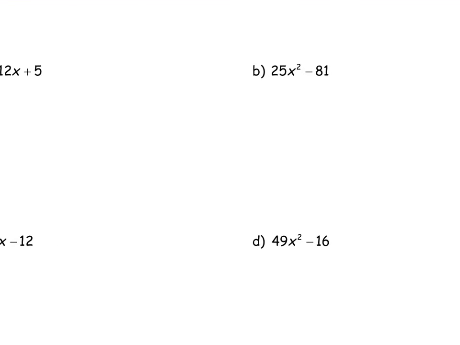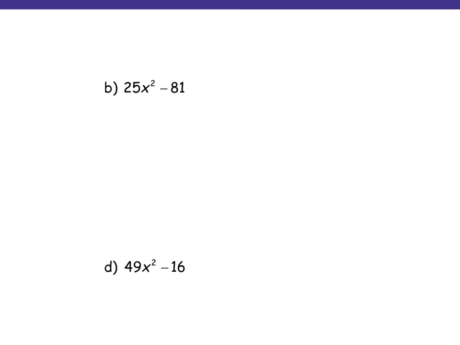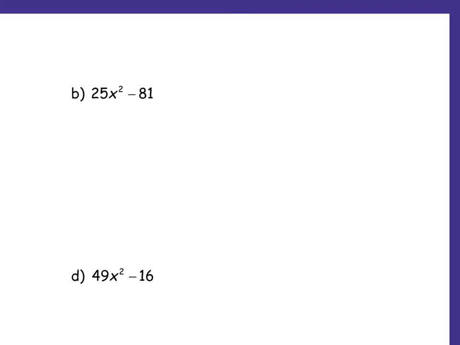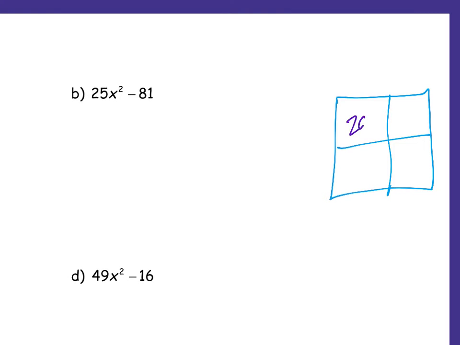So let's do B, because look, there's no terms in here. Let's do this one. Why not? Right. Boy, this is going to be fun. Okay. So I have 25x squared and negative 81.